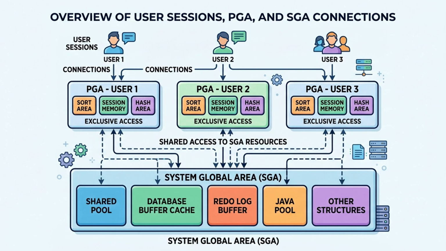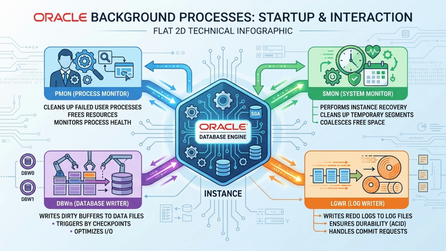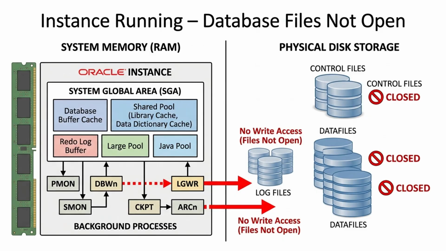Next, Oracle allocates important memory structures such as the System Global Area, commonly known as the SGA, and prepares the environment for managing Program Global Area, or PGA, memory. After allocating memory, Oracle then starts the essential background processes required for database operations. At this point, the instance is running, but the database itself has not yet been accessed because the control files and data files have not been opened.